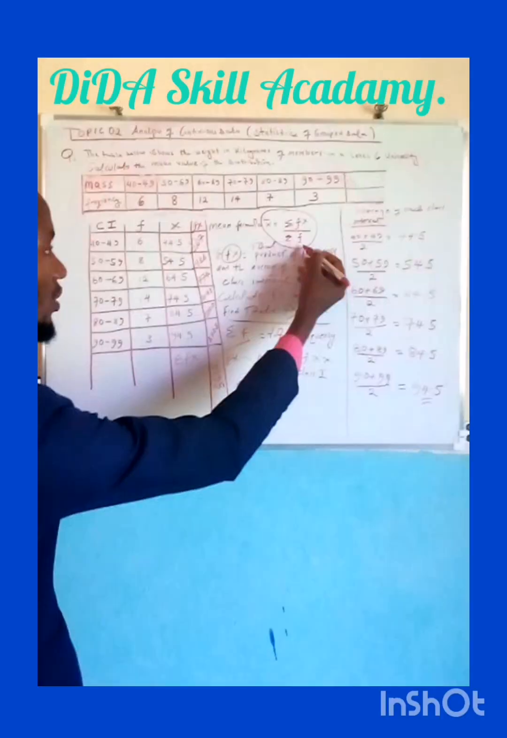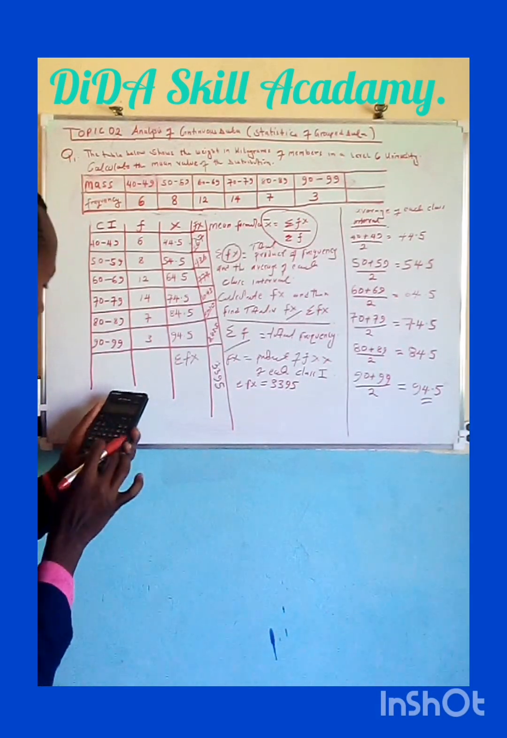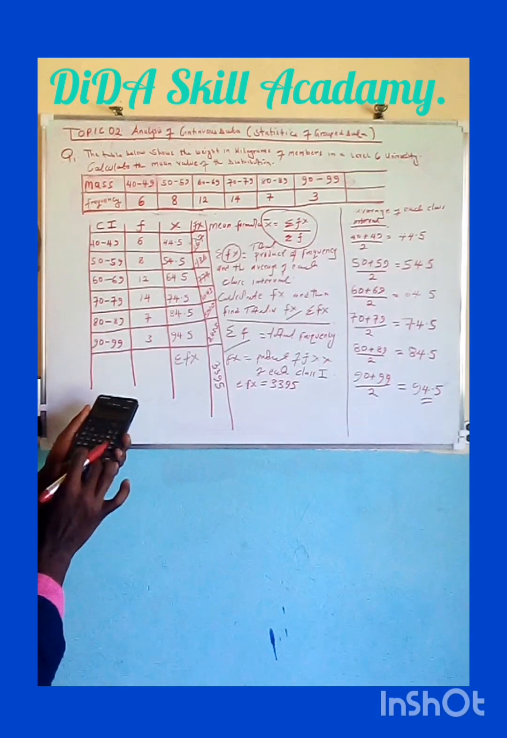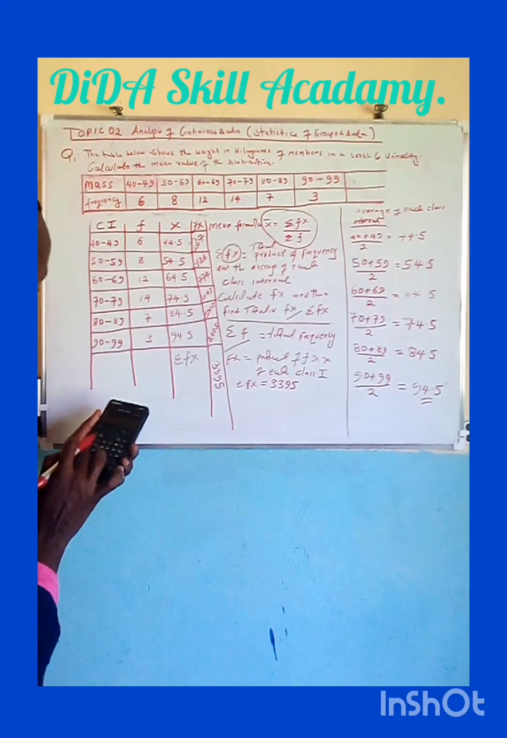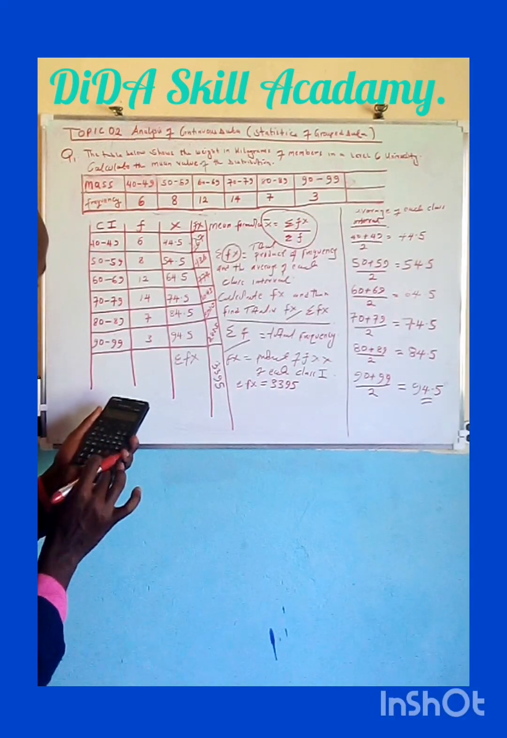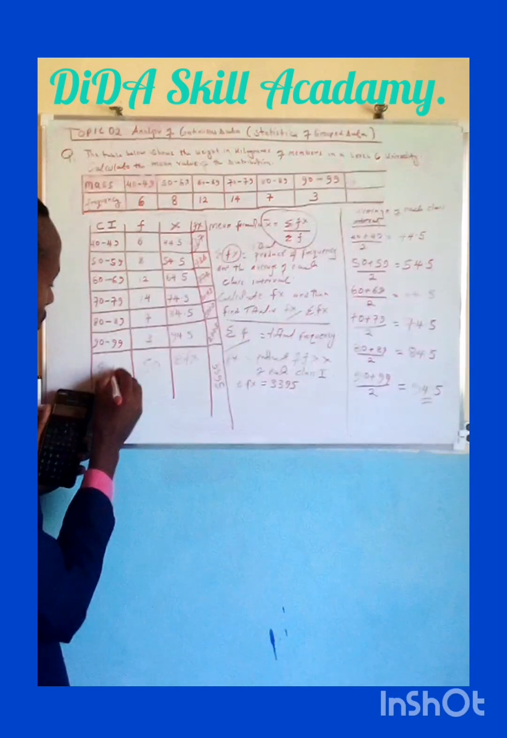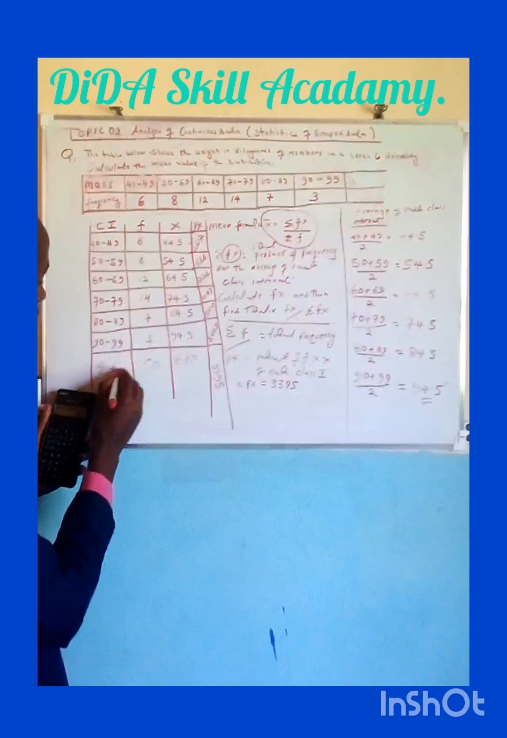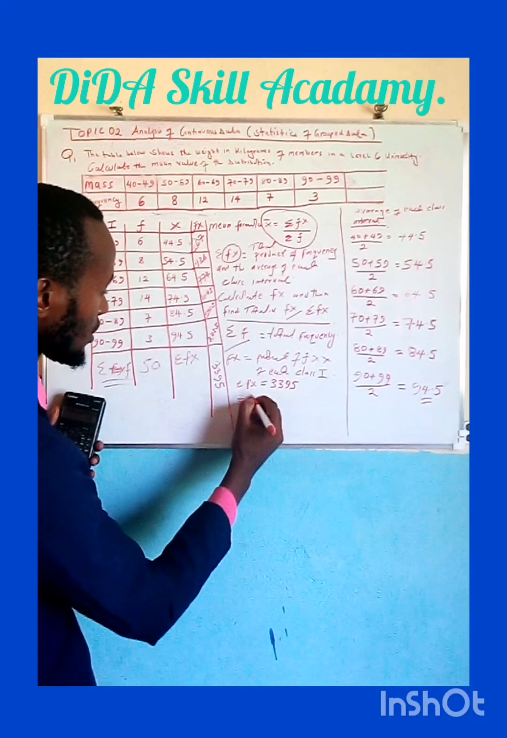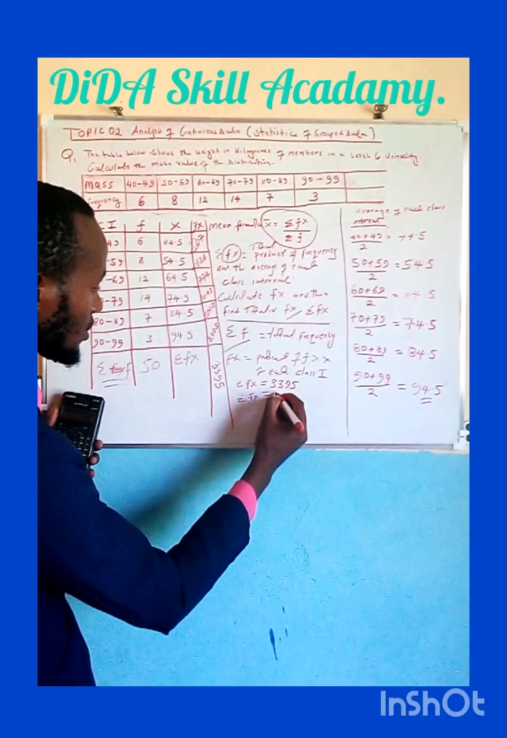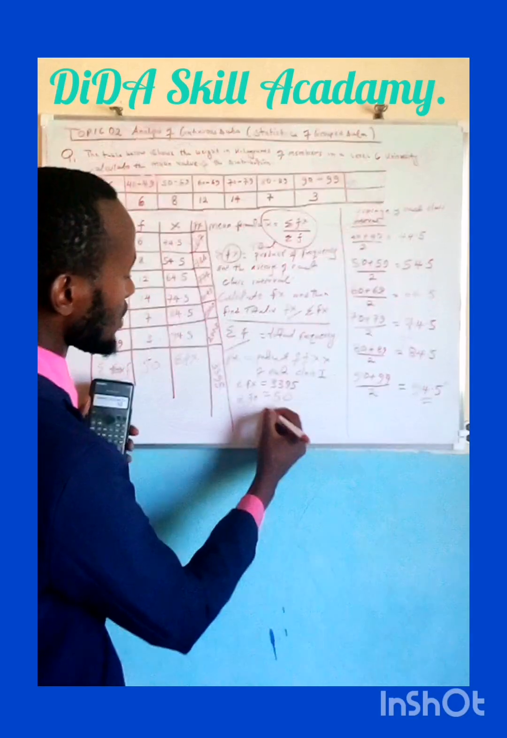Then we're going to find the summation of f. It is the total frequency. Therefore, we add the figures here. We have 6 plus 8 plus 12 plus 14 plus 7 plus 3. So we have 50, which is the summation of f. So our total frequency is equal to 50.